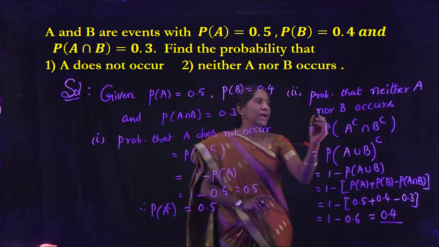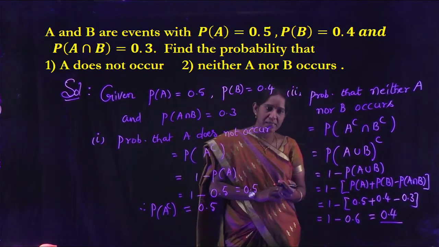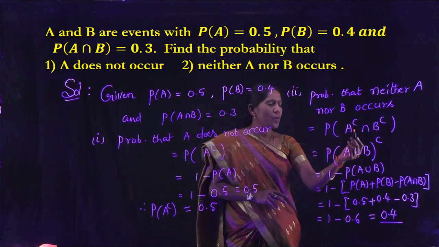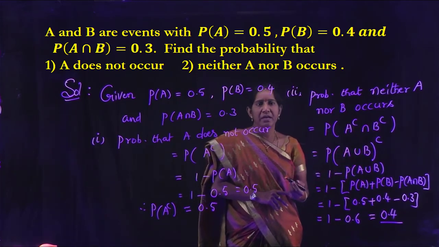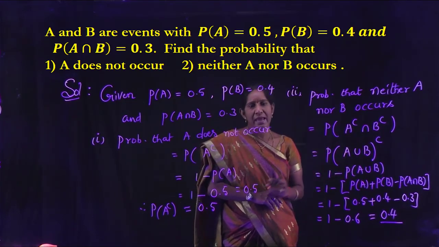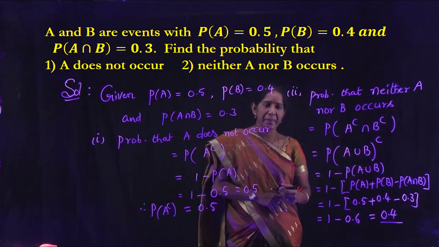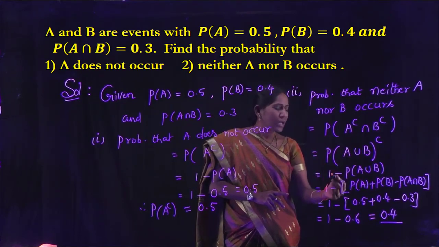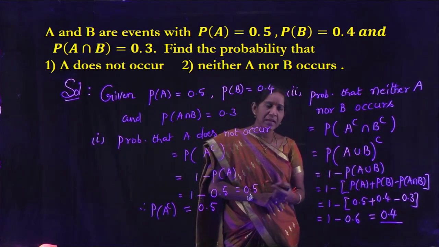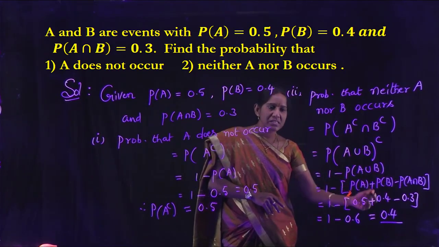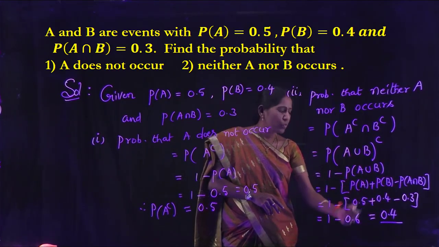So the probability that neither A nor B occurs, in set theoretical notation, is P of A complement intersection B complement. A complement intersection B complement is also denoted as A union B whole complement. So P of A union B whole complement is 1 minus P of A union B. Already we know P of A union B is P of A plus P of B minus P of A intersection B. All these values are given, so substitute the values and we can get it.